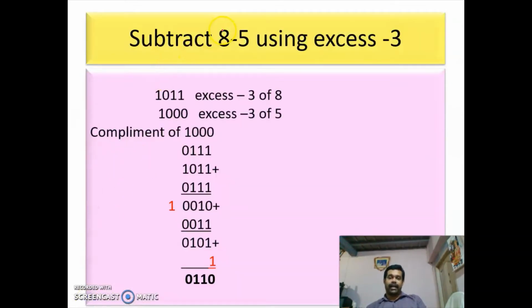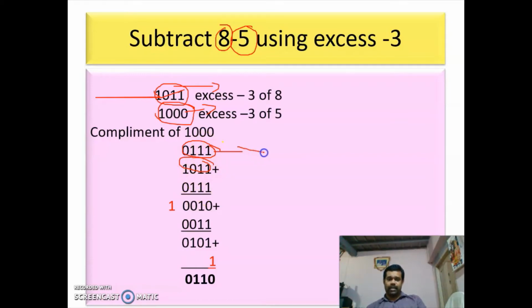So first we are subtracting 8 minus 5. Excess 3 of 8 is 11, 1011. Excess 3 of 5 is 8. So this is the minuend and this is the subtrahend. So we have to complement this subtrahend. The complement of 1000 is 0111. So we are adding this complemented subtrahend with this minuend. So this is the minuend. So we are adding these two.